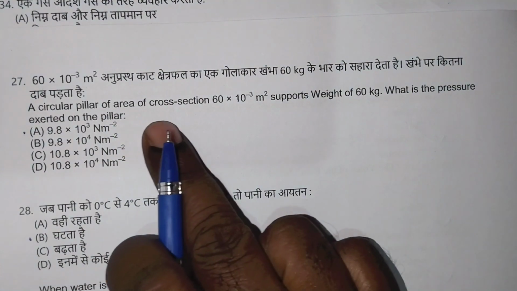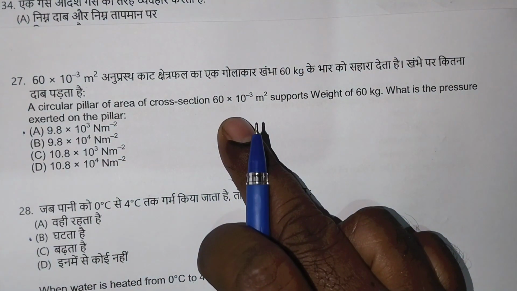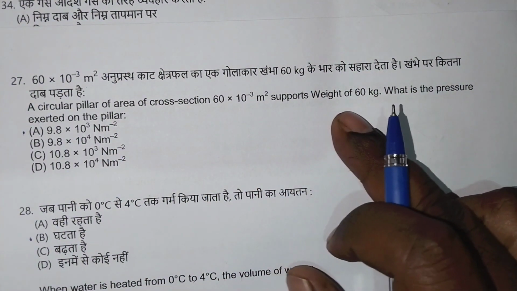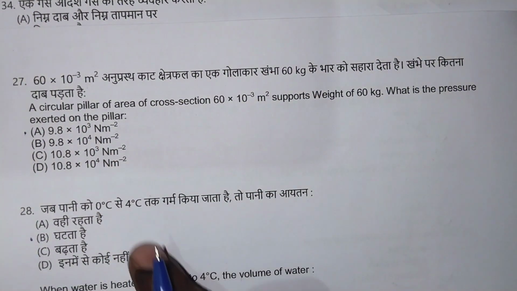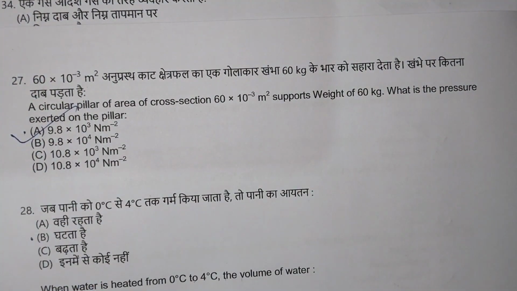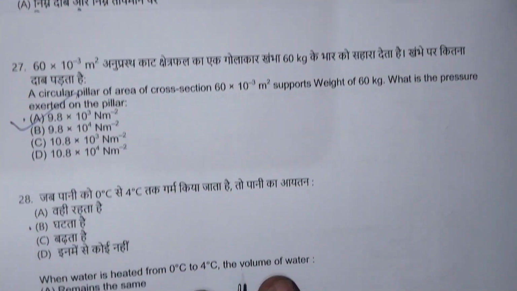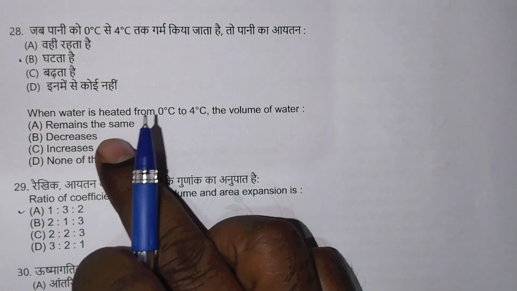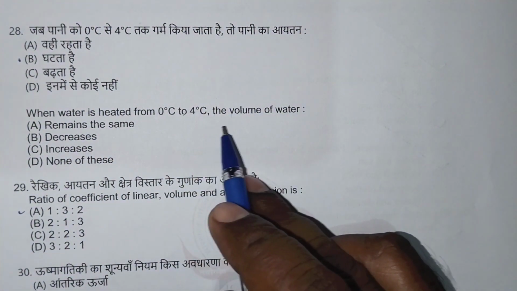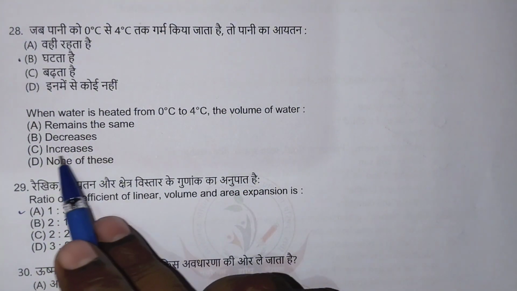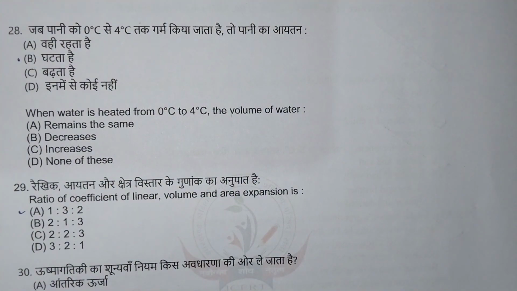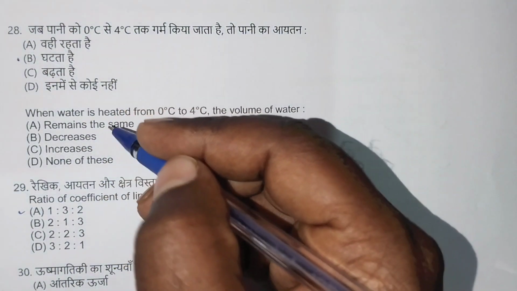A circular pillar of the area of cross section 60 into 10 to the power minus 3 meter square supports weight of 60 kg. What is the pressure exerted on the pillar? A number, 9.8 into 10 to the power 3. When water is heated from 0 degree C to 4 degree C, the volume of water remains the same, decreasing, increasing, none of these. Decreases.